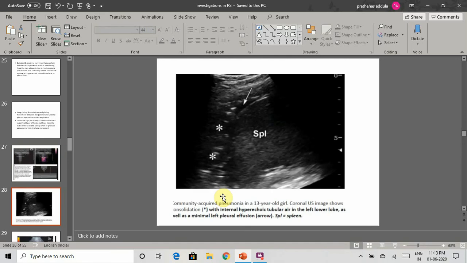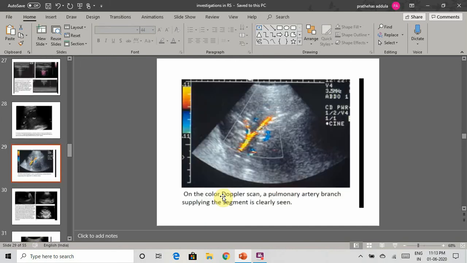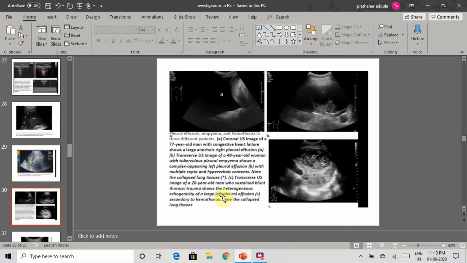Ultrasound image showing community-acquired pneumonia in a 13-year-old girl, with the arrow showing pleural effusion. Color Doppler scan showing a pulmonary artery branch supplying the segment. And these are images of a 73-year-old man with congestive heart failure showing pleural effusion in picture A. Whereas in picture B, tuberculous pleural empyema shows a complex-appearing left pleural effusion with multiple septae and hyperechoic contents.